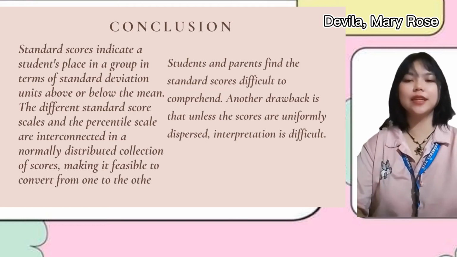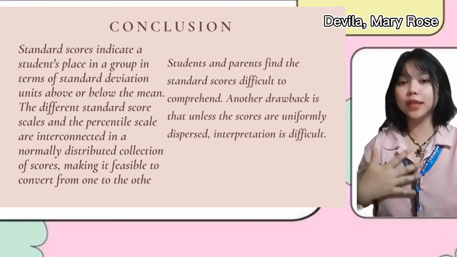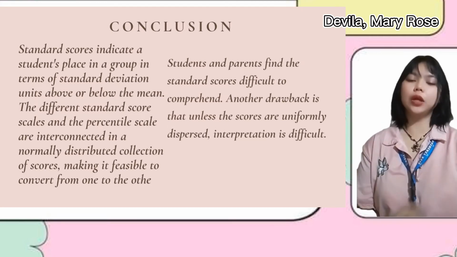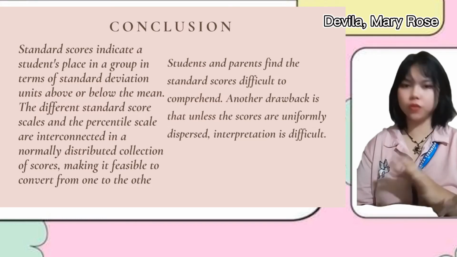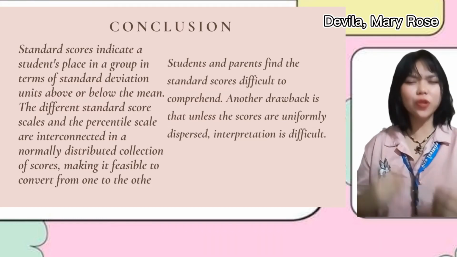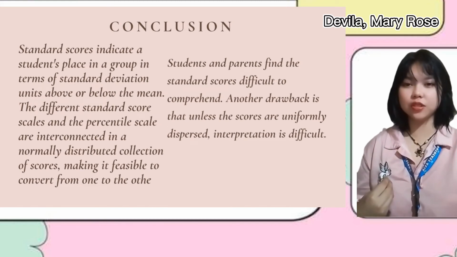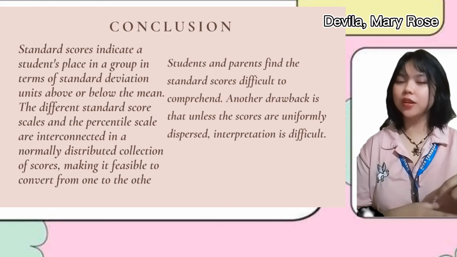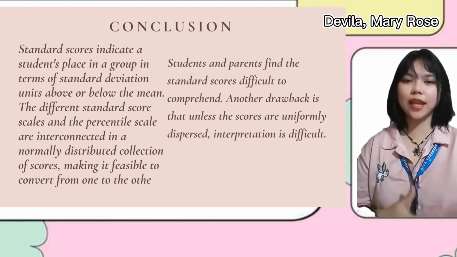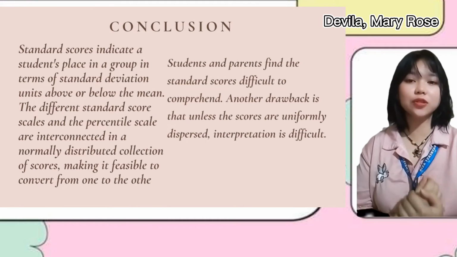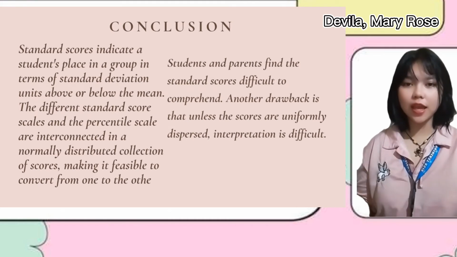In summary, standard scores indicate a student's place in a group in terms of standard deviation units above or below the mean. The different standard scores scales and the percentile scale are interconnected in normally distributed collection of scores, making it feasible to convert from one to the other. Students and the parents find the standard scores difficult to comprehend. Another drawback is that unless the scores are uniformly dispersed, interpretation is very difficult.